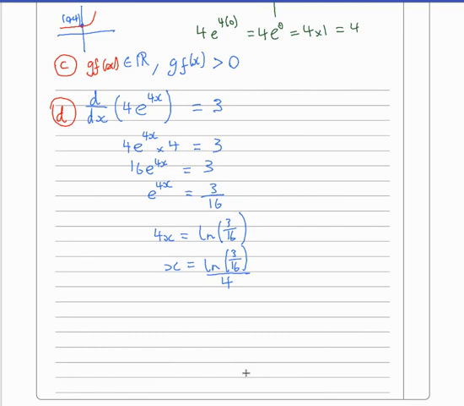The question says give it to 3 significant figures. So whip out the calculator. ln of 3 over 16, over 4. And that gives us, drum roll please, minus 0.418. And that's the 3 significant figures.